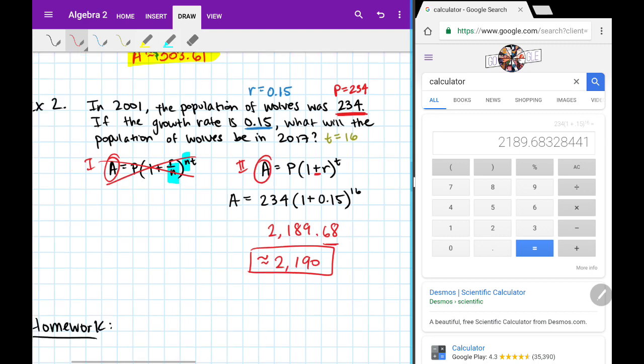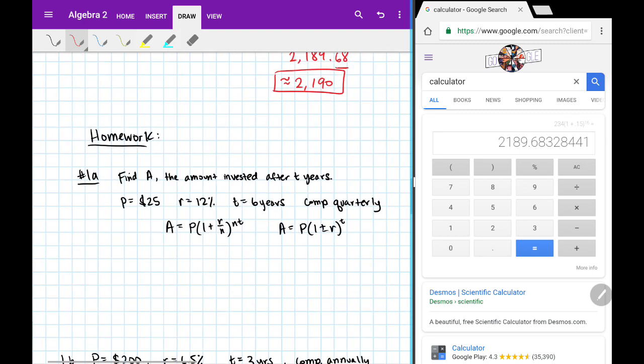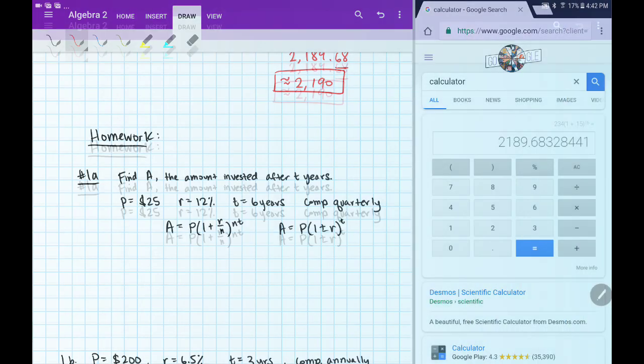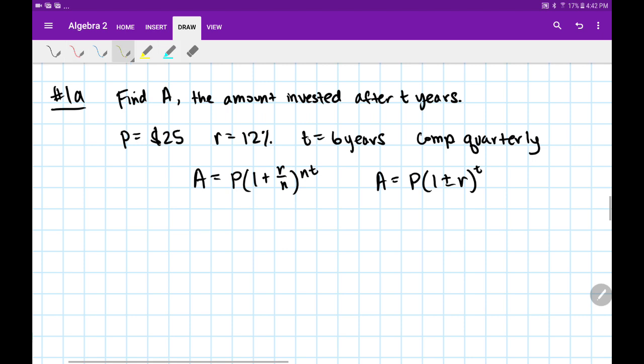Okay, so let's go now into our homework problems. Number 1A says find A, or the amount of money that you have after you've invested for T years. What's nice about this problem is they kind of give us the numbers and the letters right away. We don't have to scan the word problem for it. But we do have to decide which equation we're going to use.